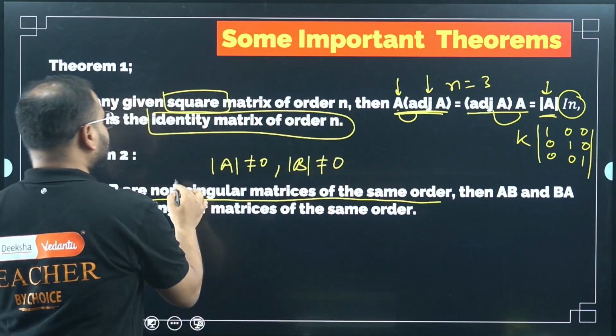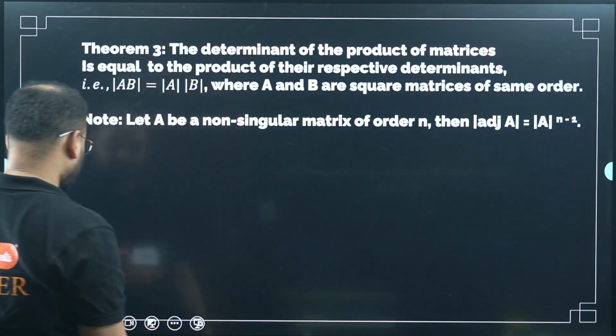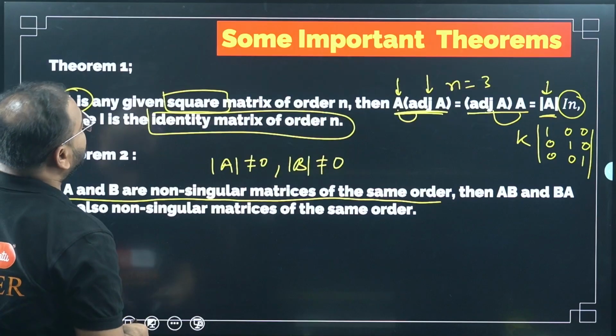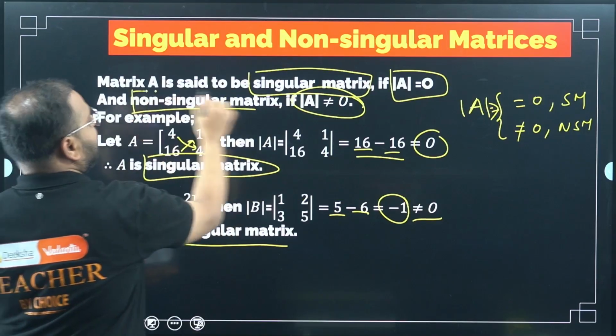That's what it means. Non-singular means A not equal to 0. Non-singular means what? A not equal to 0. Check here. Non-singular, A not equal to 0.